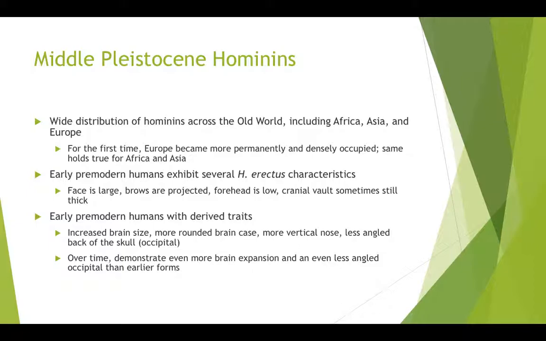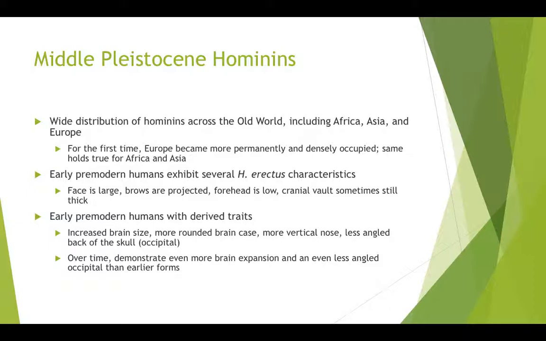They also, though, have a number of derived or what we would consider modern human traits. This includes a greater brain size. We see among these Pleistocene pre-modern humans a growth in brain size first to about 1,000 cubic centimeters and then on up into 1,200, 1,300, 1,400 cubic centimeters, so well within the range of modern humans. The brain case is becoming more rounded as the brain is changing its size. We see traits of the nose that are more vertical and less flat to the face.